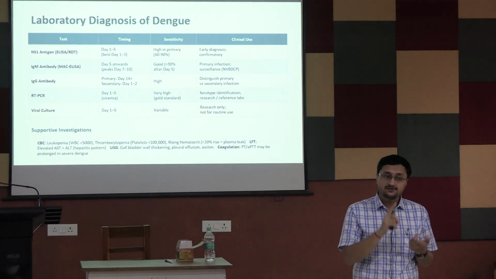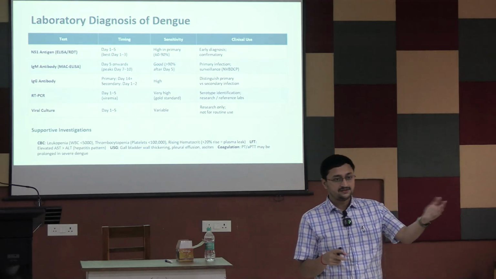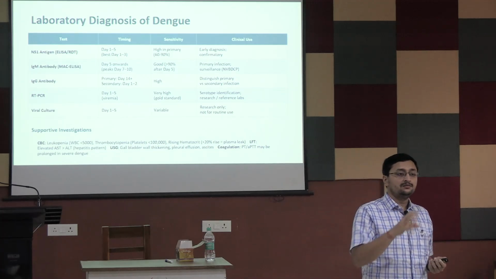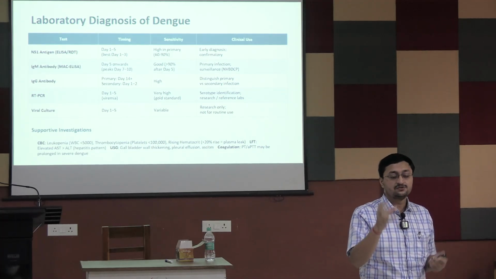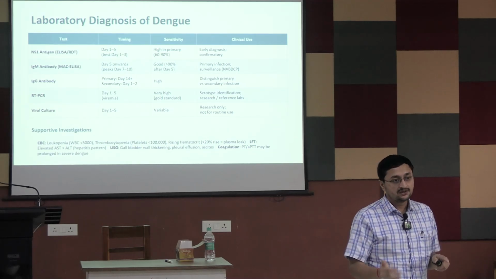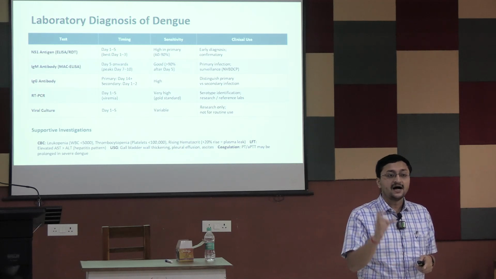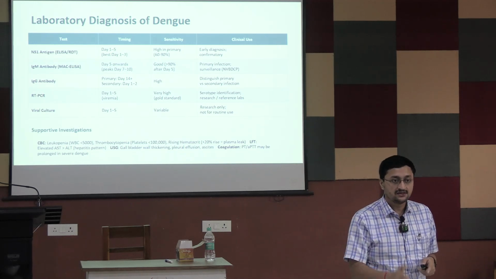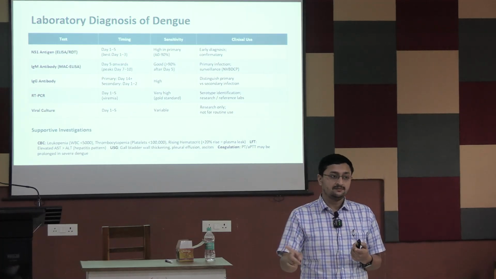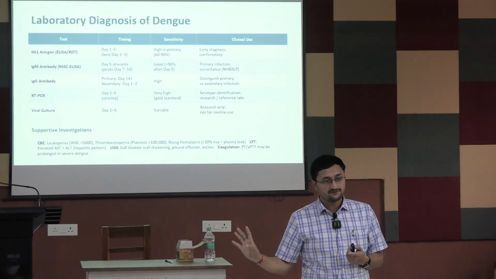tests are NS1 and IgM antibody, right? NS1, I have already mentioned about the structure of the virus. NS1 is a part of the virus, right? So NS1 rises within the initial 5 days of fever, whereas IgM antibody starts rising after 5 days, right? So NS1 and IgM, these are the two most important diagnostic modalities of dengue infection.